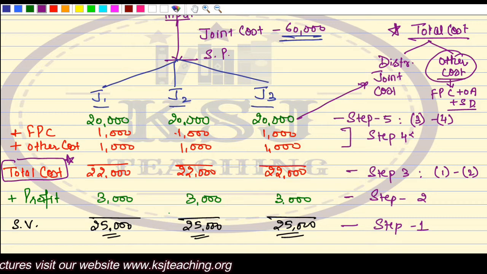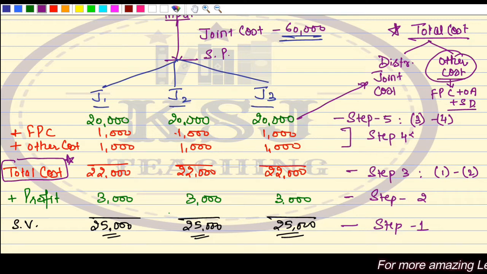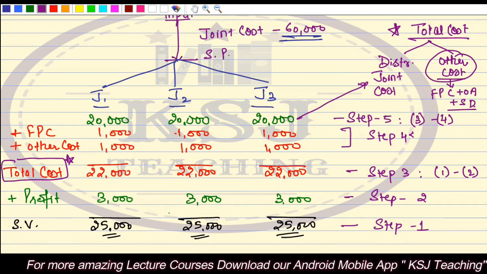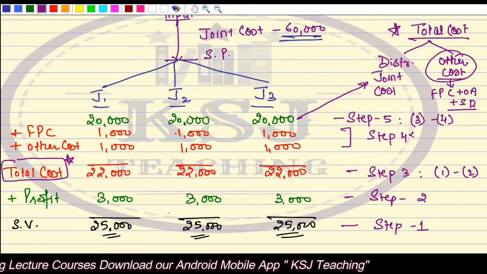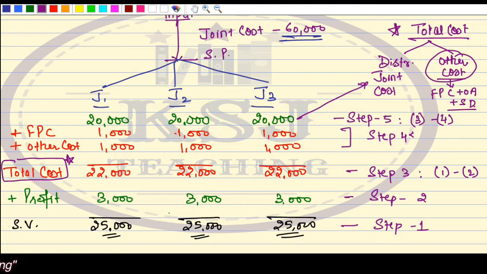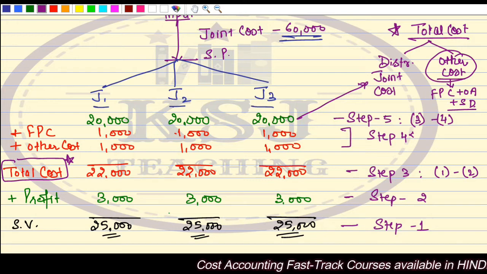You will automatically get the distributed joint cost, right? You need not distribute it separately. When you start with the sales value, when you start with the reverse cost method, you will automatically get the distributed joint cost, that is the share of joint cost in each of the products, right? So these are the steps that you need to remember, that how to proceed.